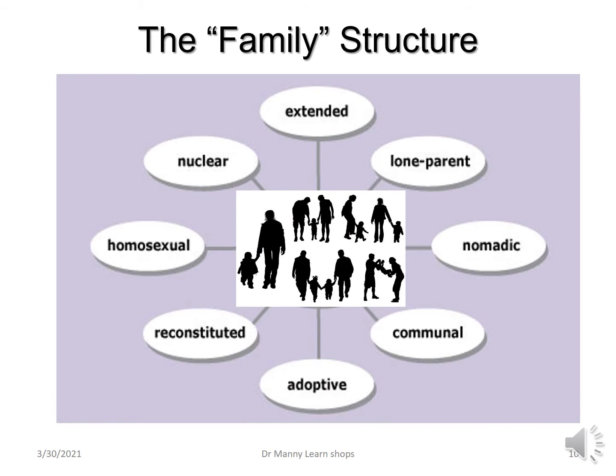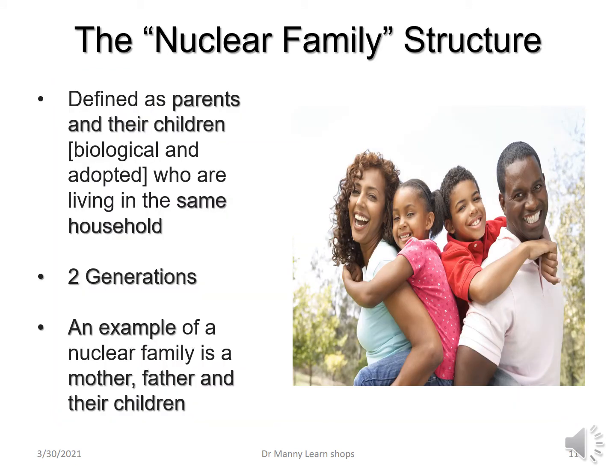In the family structure, you've got a number of elements. You can have the nuclear, extended, lone parent, nomadic, communal, adoptive, reconstituted, and sometimes even homosexual. In the nuclear family, the structure is defined as parents and their children, biological and or adopted, who are living in the same household. Typically, the nuclear family consists of 2 generations. An example of the nuclear family is mother, father, and their children.